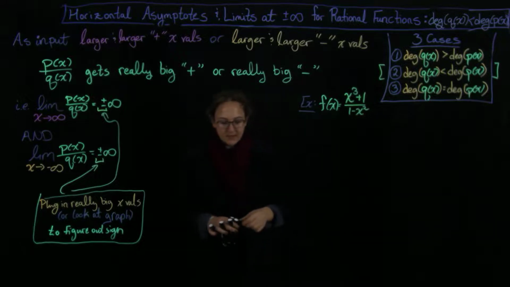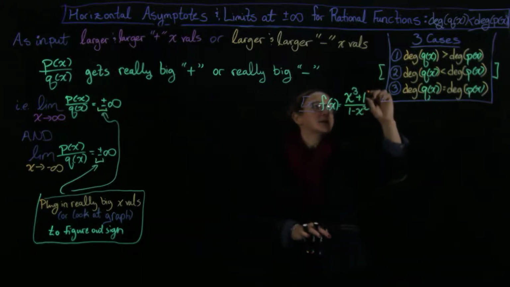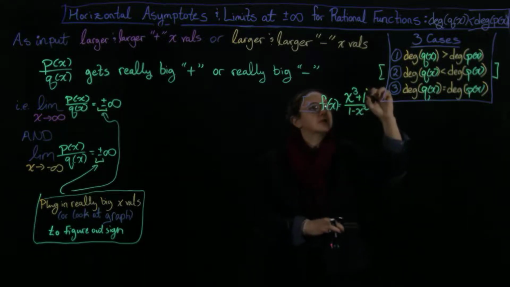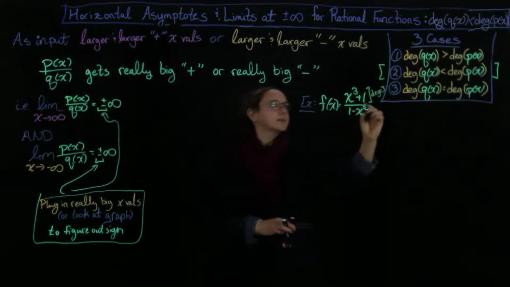And looking at our degrees, we can see that the degree of this one is going to equal 3, because that's the highest power there. The degree of that is 0, the degree of that is 0, and the degree of this is 2.